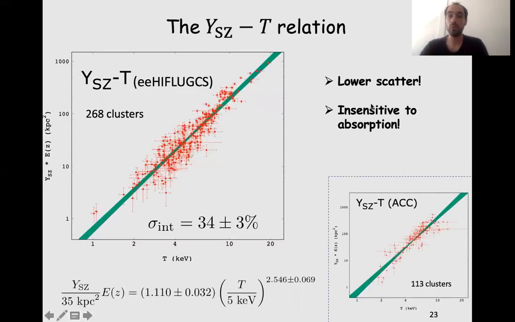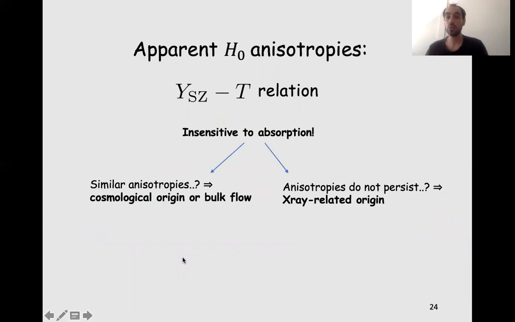Why is it the most useful one? Because it's one of the least scattered relations we have, as you can see here, 2 times less scattered than the luminosity temperature relation. And we have roughly 400 clusters for this relation, coming from 2 completely independent cluster samples. But the key here is that the YZ is measured in microwaves, so it's completely insensitive to any galactic absorption. So now we don't have to worry about this extra galactic absorption anymore, since microwave photons are not absorbed by our galaxy.